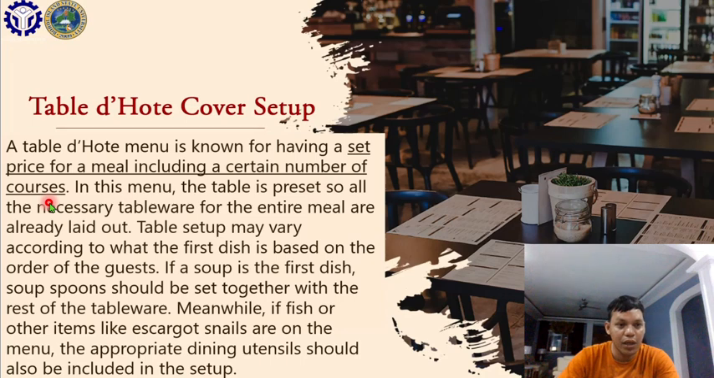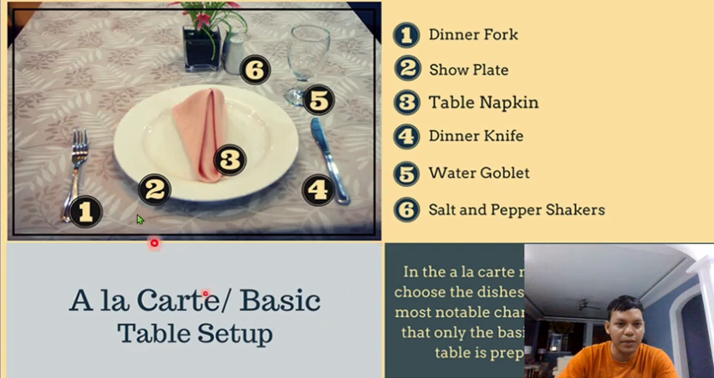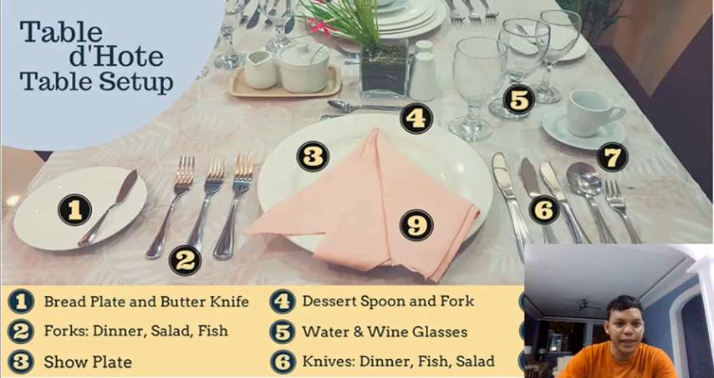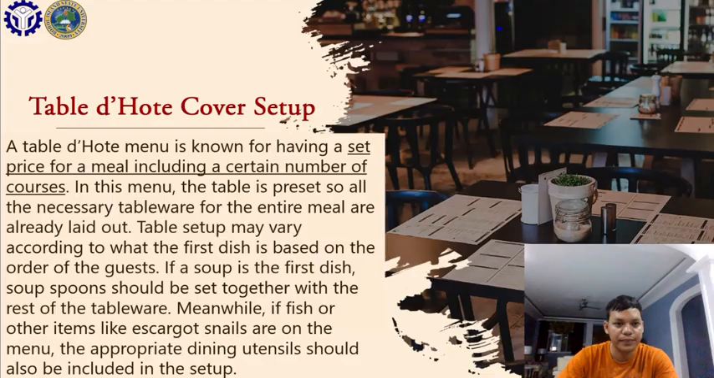certain number of courses. So in this menu, the table is preset. So all the necessary tableware for the entire meal are already laid out. Since the waiter already knows what food is to be served, that is why they already put this set up. Not like in the a la carte, because the waiter doesn't know the order of the guests. Okay, so it is already arranged. This is not arranged. Okay, let's return here.